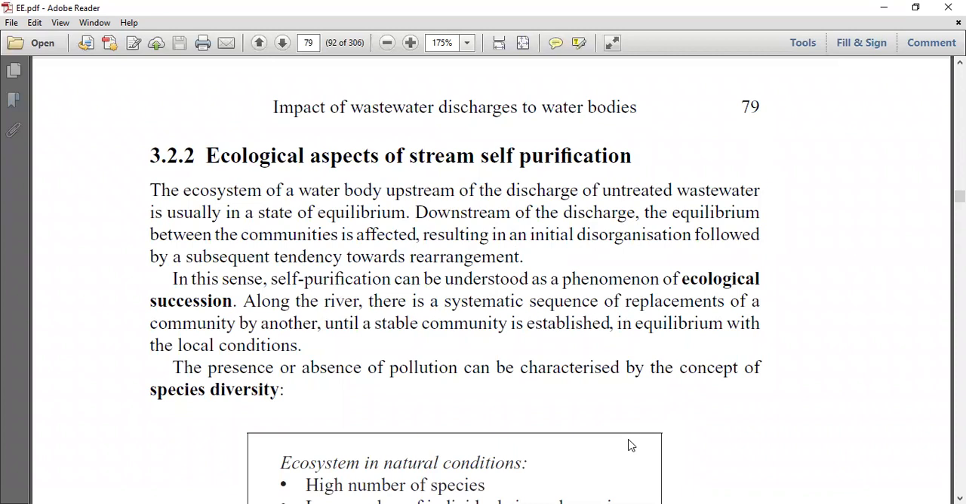Ecological aspect of stream self-purification. The ecosystem of the water body upstream of the discharge of untreated wastewater is usually in a state of equilibrium. Downstream of a discharge, the equilibrium between the communities is affected, resulting in an initial disorganization followed by a subsequent tendency toward rearrangement. In this sense, self-purification can be understood as a phenomenon of ecological succession along the river, that is, the systematic replacement of one community by another until a stable community is established. The equilibrium is a total condition.